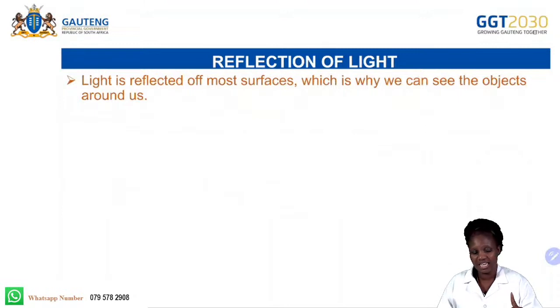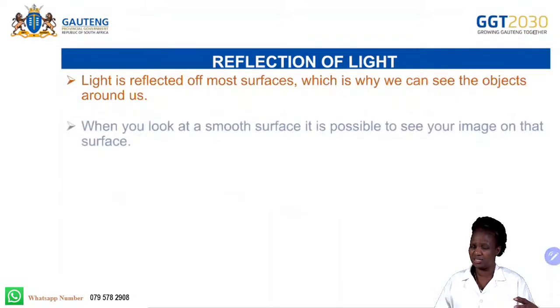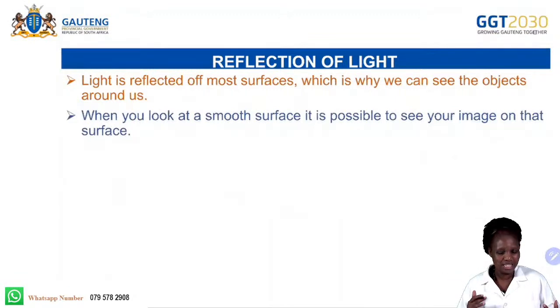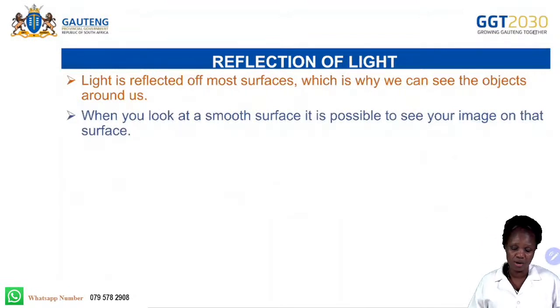Light is reflected off most surfaces, which is why we can see the objects around us. You can see your stationery. You can see the smart boards. You can see the windows. You can see different things around you. It is because light is reflected off most surfaces. That's why you can see different objects around us.